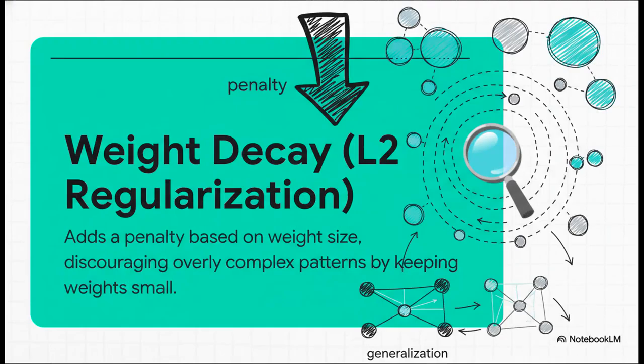Our second tool is Weight Decay. You can think of this one as a penalty for overcomplicating things. It gently nudges the model to find the simplest, most elegant solution to the problem. By discouraging all that extra complexity, it helps the model see the bigger picture, which makes it way more likely to perform well on new data.